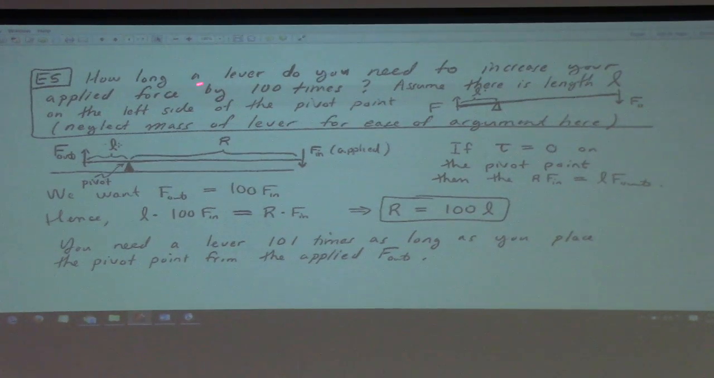All right, here we go. Example 5. How long a lever do you need to increase your applied force 100 times? If you've got some sort of uneven teeter-totter, you can do that, right? The torque you apply here is R times F. The torque you produce over here is the output force times L. And those have to be equal, right? Why? Because the torque is zero on the pivot point. So the sum of the torques, if this is in equilibrium, has to balance out. Whatever torque is here has to be matched by the torque there, right?